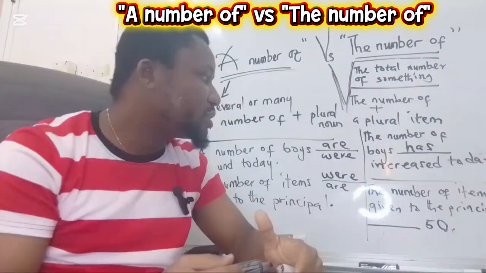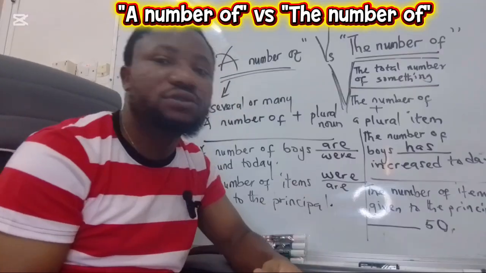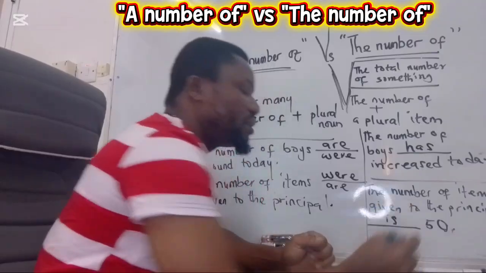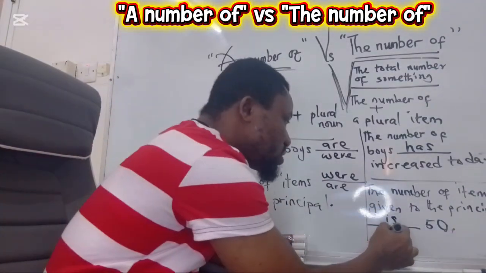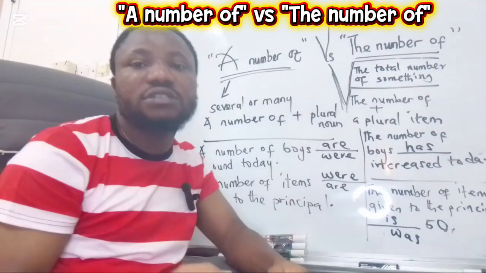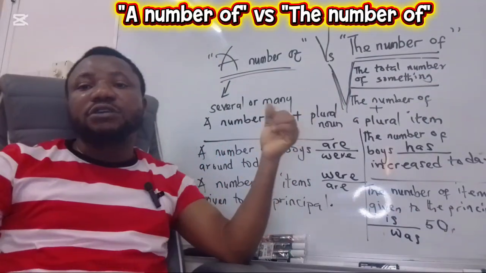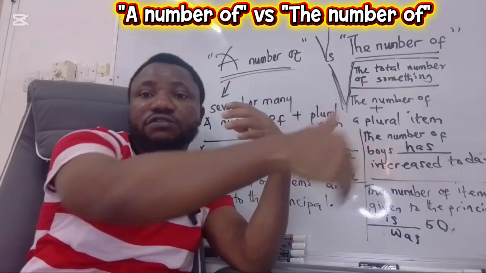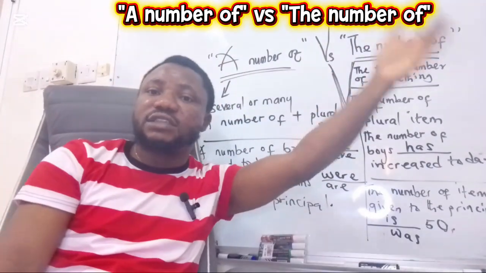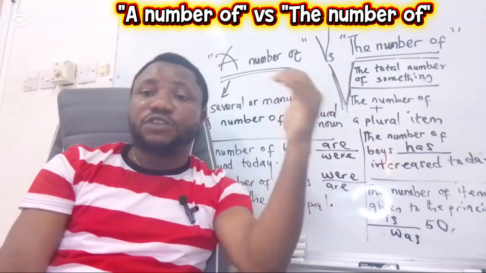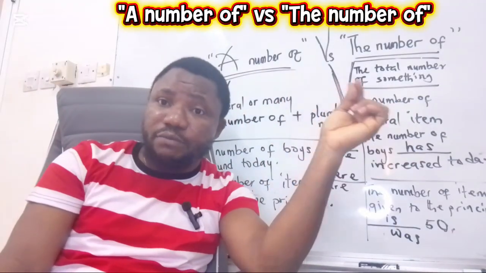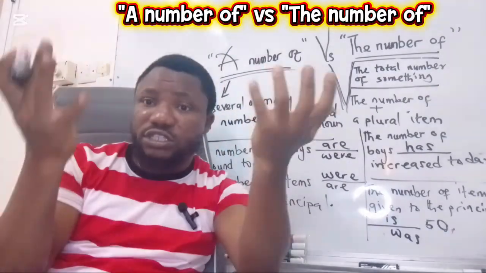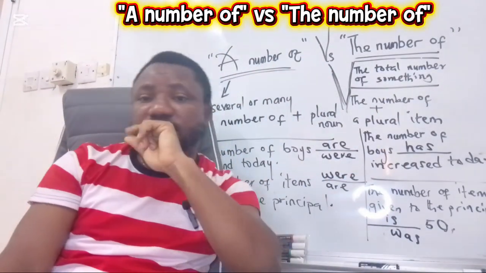And finally, the number of items given to the principal dash 50. The number of items given to the principal is 50 for a present situation and was 50 for a past situation. So that is basically how the structures work. When you say "a number of" something in the English language, the next verb has to be a plural verb. And when you have "the number of," which is talking about a rounded figure or quantity of something, then the verb has to be a singular verb.